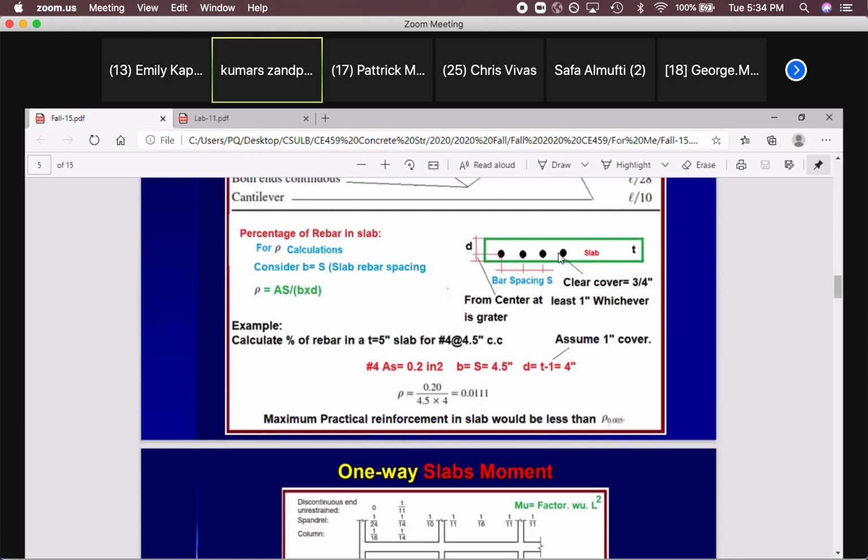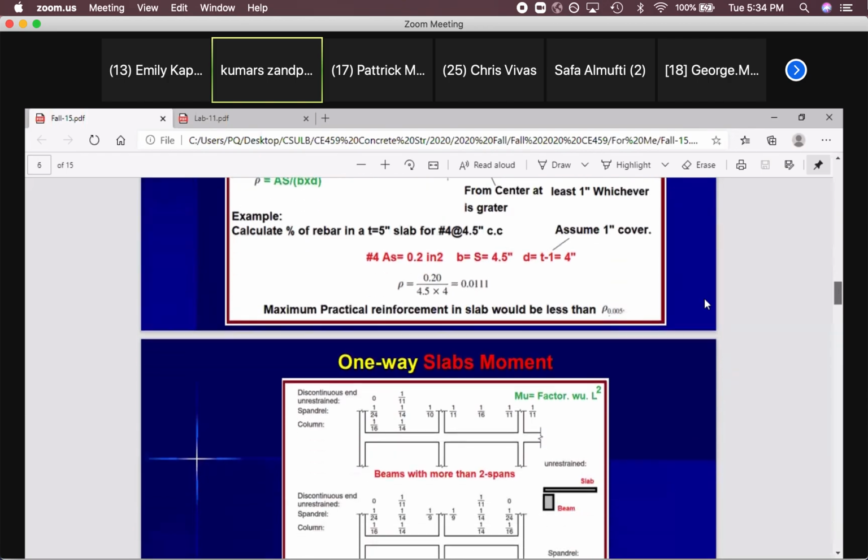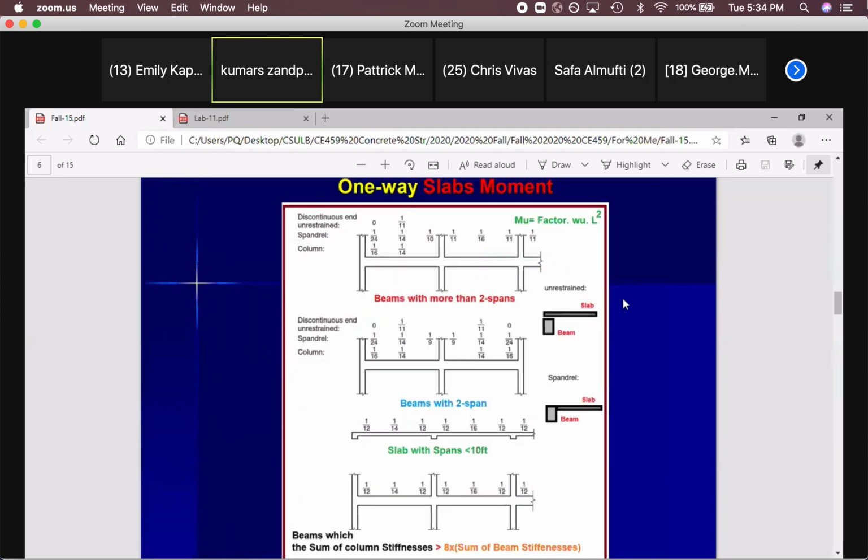Okay, then we have some tables that are good for your information. If you have a one-way slab, and you want to design it based on these numbers instead of just finding the negative moment and positive moment by yourself. These are the factors for negative moment at this side, meaning tension on top, negative moment. Positive moment, tension at the bottom. Negative moment here, negative moment, positive moment, negative moment.